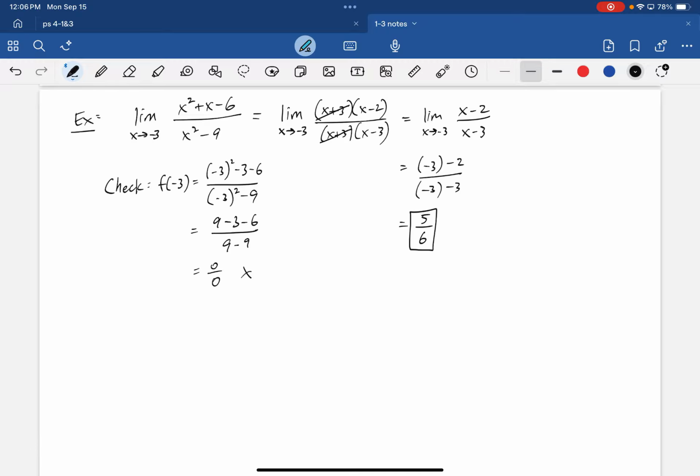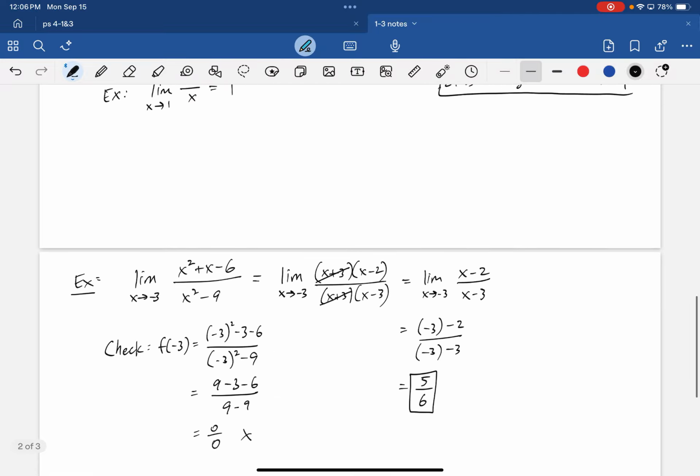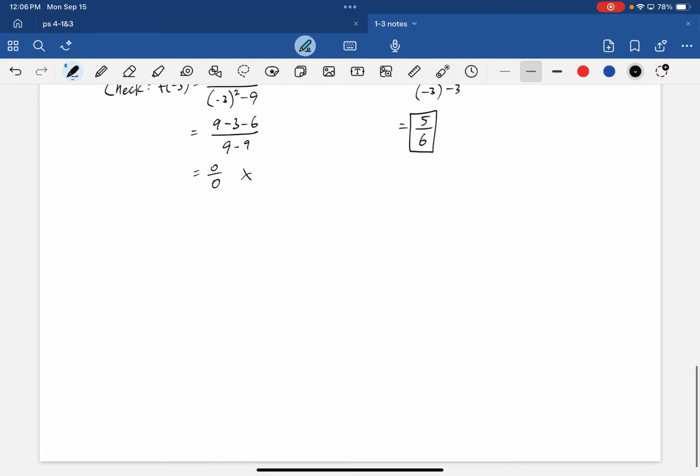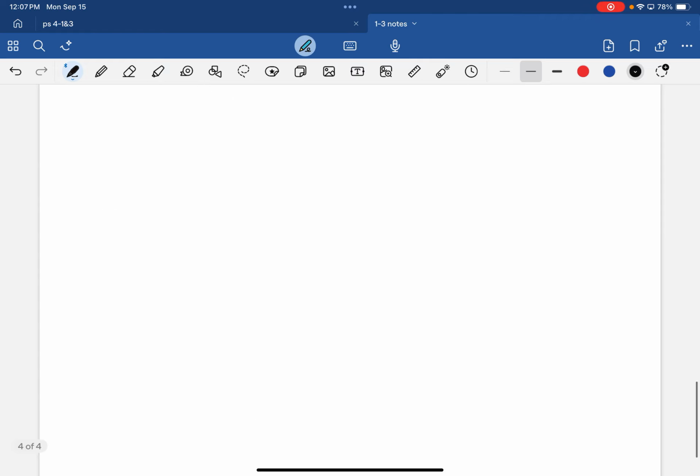Okay, so I hope that's clear. Factoring and canceling. Let's go over the next strategy, which is rationalizing the numerator. This is best seen with another example. Here we're going to be doing the same thing that we normally do for rationalizing a denominator, except now we're going to be rationalizing a numerator. Do you guys remember how to rationalize the denominator and stuff? Hopefully.